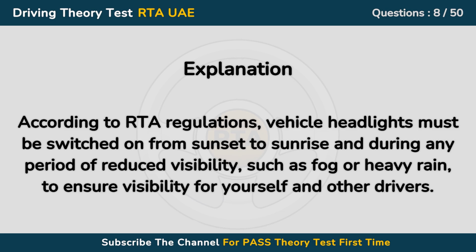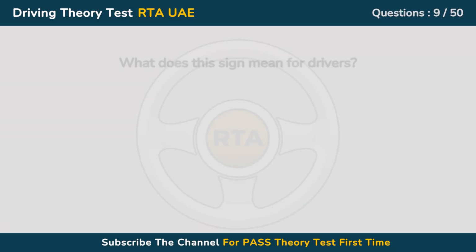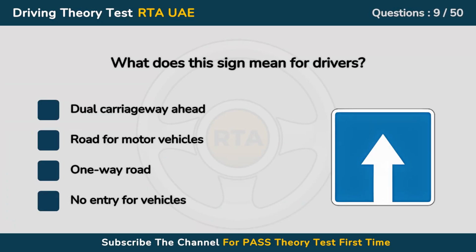Answer is C, one-way road. This information sign indicates that the road ahead is a one-way road. All vehicles must travel in the direction shown by the arrow, and no opposing traffic is expected.